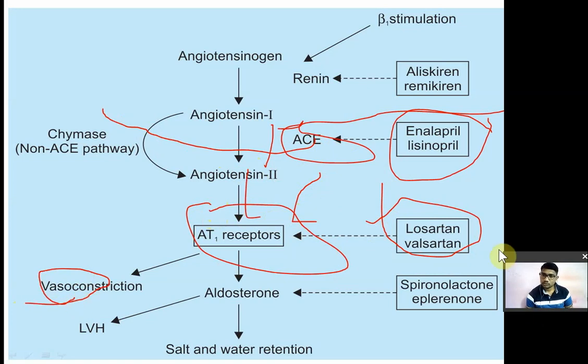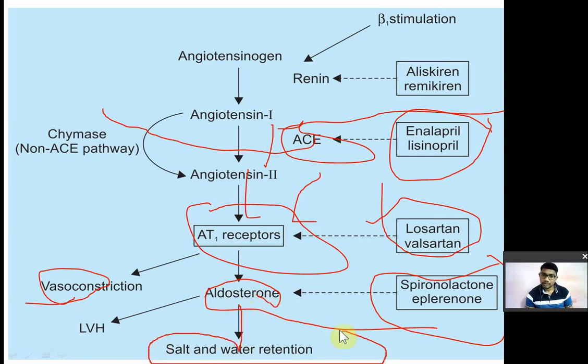Now these drugs, spironolactone and eplerenone, are known as aldosterone antagonists. They block the aldosterone and prevent sodium and water retention and prevent the increase in the volume of blood. So they decrease the volume of blood. Spironolactone and eplerenone are known as aldosterone antagonists. Okay.